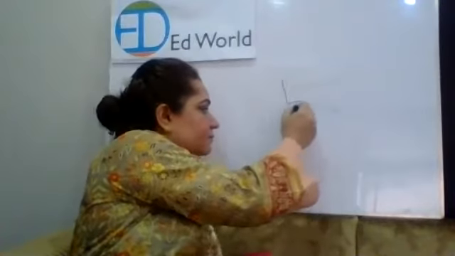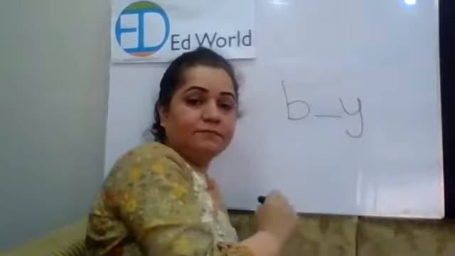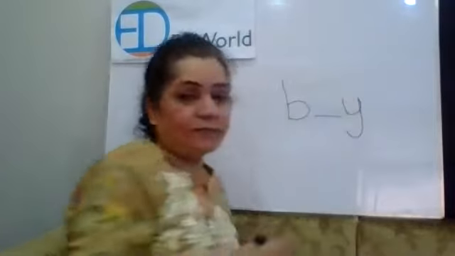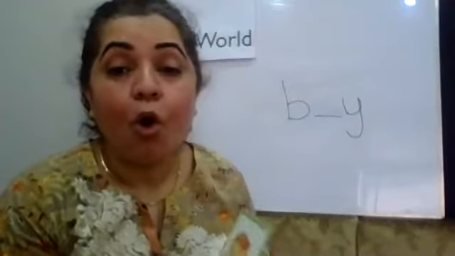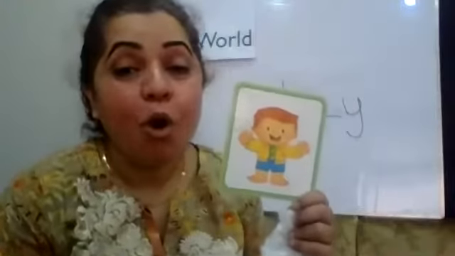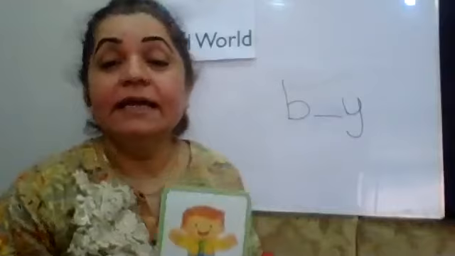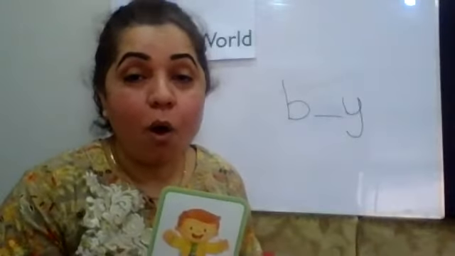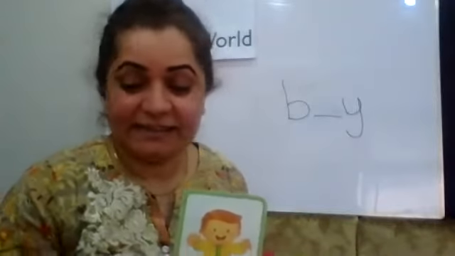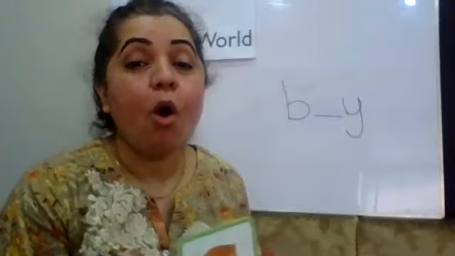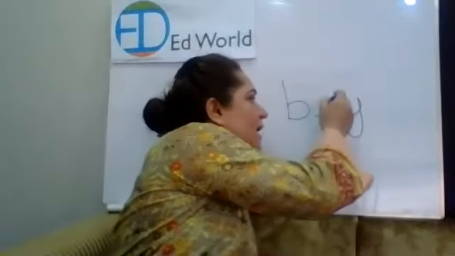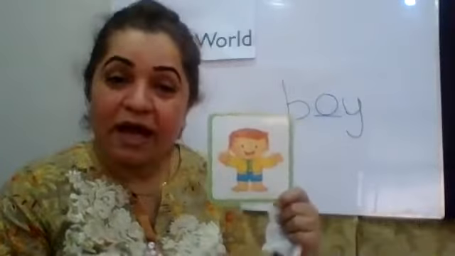Boy. So we are going to write that. This is a boy. Now, boy, b, boy. Which is the sound coming in the middle? Bo, o, bo. Yes. What comes here? Bo, o, o. Yes. B, o, y, boy. That's great. B-O-Y, boy. Very good.